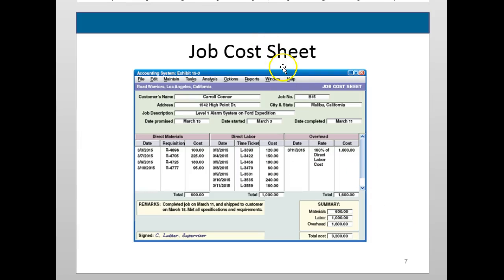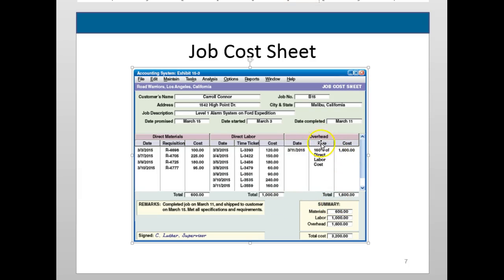This is a job cost sheet, and you can see you've got the customer's name, you've got the address, you've got the number here, all the pertinent information, and then you have direct materials, direct labor, and see each time a material is applied, the date, the requisition number, and the cost is recorded. And this is just a running total of how much money has been used to produce this item. Same thing with direct labor. You'll see the time ticket here, you'll see the date, and you'll see the costs. And down at the bottom, you've got the totals.